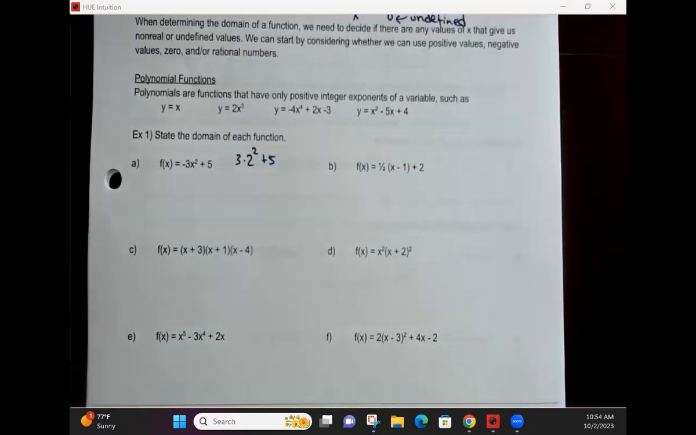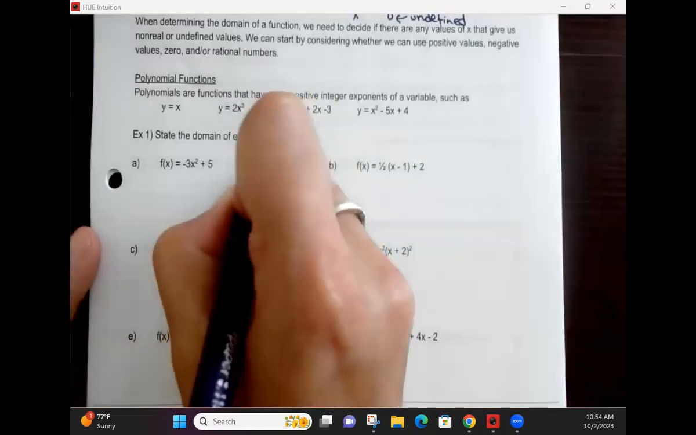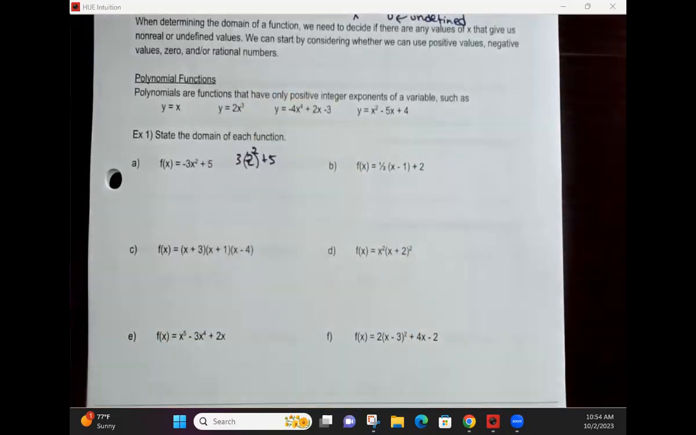What about negative numbers? Could I plug in, for example, negative 2? Would that be okay? Sure. Yeah, I would still get 17, right? Negative 2 squared is 4. Times 3 is 12. Plus 5 is 17. Could I plug in negative 7 or negative 100? Sure. No problems there.